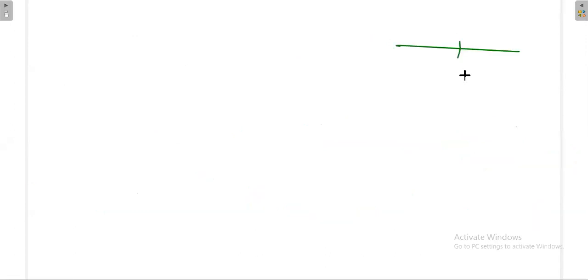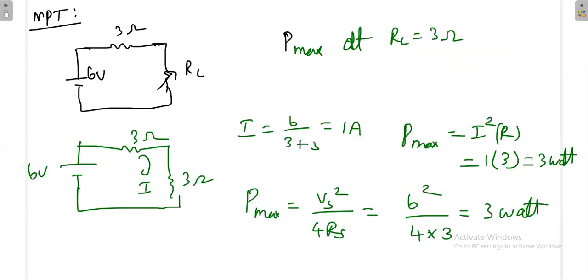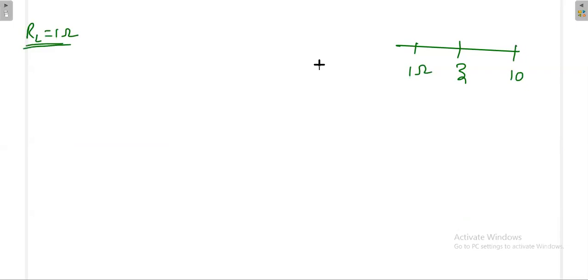Exactly at 3, the maximum power is happening. Now I'll see what is happening at 1 ohm, and then what is happening at 10 ohm. Not extreme ends, just some nearby values that I have taken. Now we'll see one by one. When RL is equal to 1, definitely I know the power would be less than 3 watt, because the maximum power is 3 watt only.